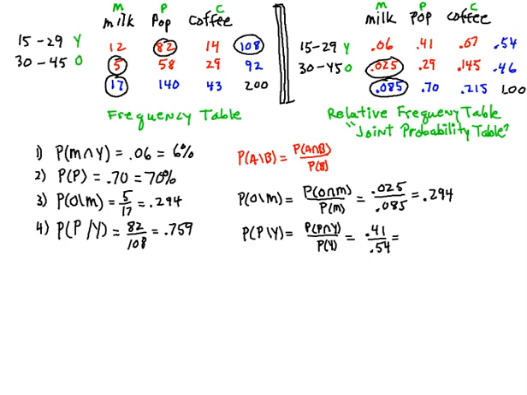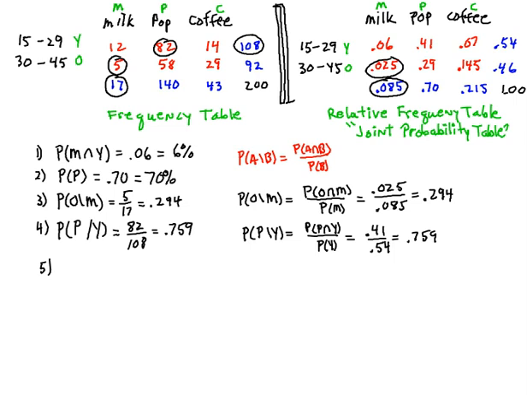And that, of course, gives me 0.759, the same value. Number 5. What is the probability that a person who prefers coffee is between 15 and 29? Is that a joint probability, a marginal probability, or another conditional probability? Are we told that something about this person, one of the events, is already true?